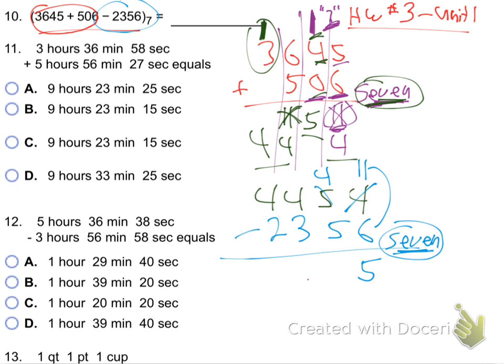Now I can't take 4 minus 5, so I got to borrow. Borrow from the 4, make it a 3, and now what am I going to do? I'm going to borrow how much? 7. Add 7 to the 4 that's already there, becomes 11. You see, I borrowed 7 because I'm in base 7. Now 11 minus 5 is 6, 3 minus 3 is 0, 4 minus 2 is 2. 2, 0, 6, 5. So the trick is whenever you're carrying or borrowing, you're carrying or borrowing 7.